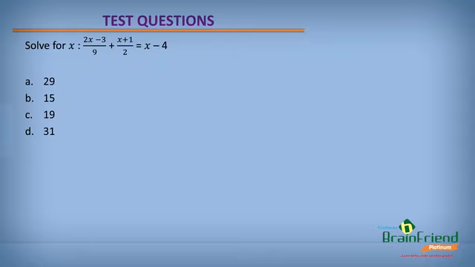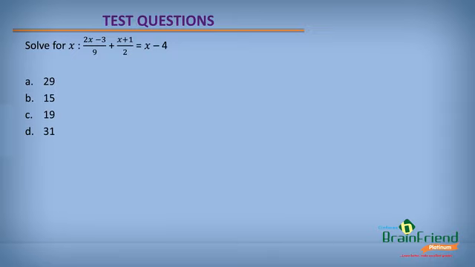Now, a few test questions to see how well we've understood the lesson. Solve for x in the equation (2x minus 3) divided by 9 plus (x plus 1) divided by 2 is equal to x minus 4. Option A, 29. Option B, 15. Option C, 19. And option D, 31.